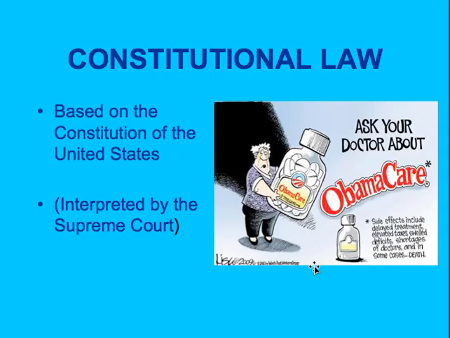Next, we have constitutional law. Pretty much the easiest to understand. Those are laws based on the Constitution. Now, those laws can sometimes get a bit fuzzy. If there's a law that conflicts with the Constitution, you could actually sue the federal government and it would be interpreted by the Supreme Court. Laws get interpreted and the federal government decides whether or not those laws are constitutional or not.